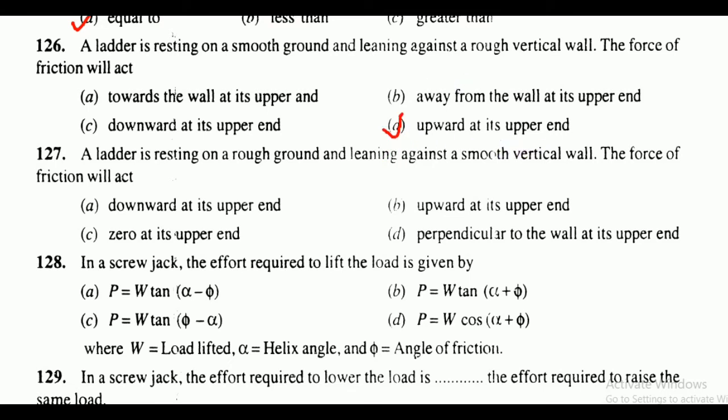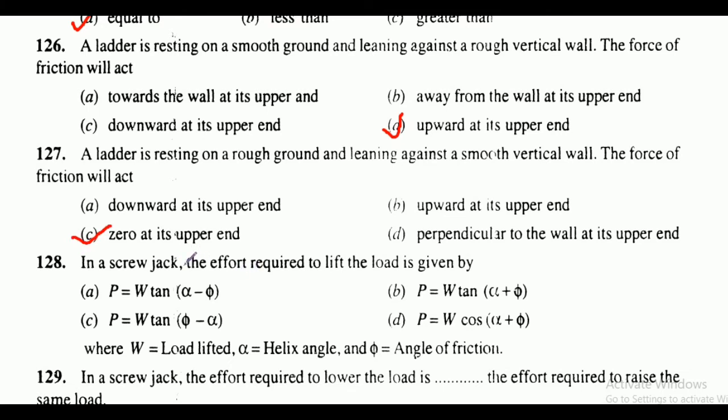Okay, next is question 127. The ladder is resting on a rough ground and leaning against a smooth vertical wall. The force of friction will act. Here friends, options are downward at its upper end, upward at its upper end, 0 at its upper end, and option D is perpendicular to the wall at its upper end. And here friends, correct answer is option C, that is 0 at its upper end.